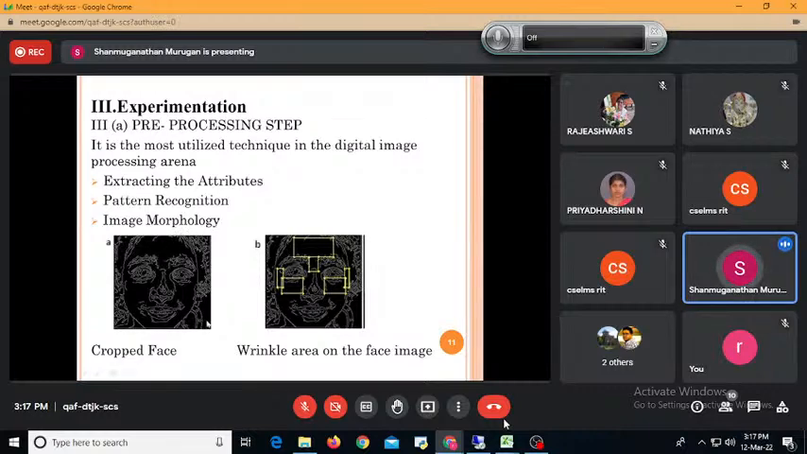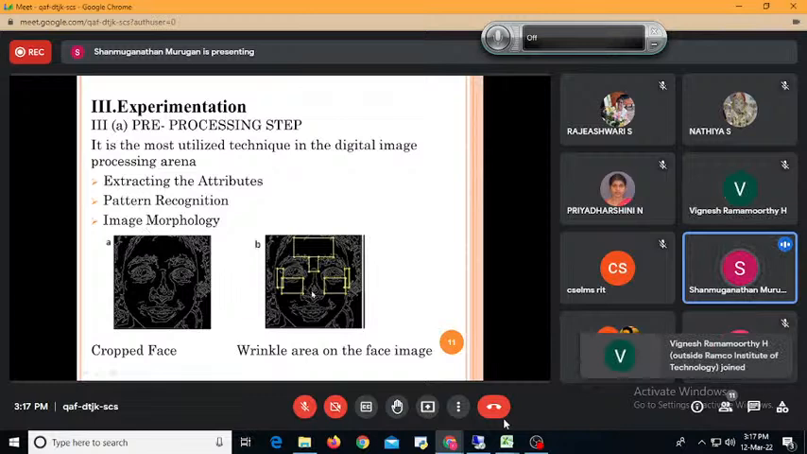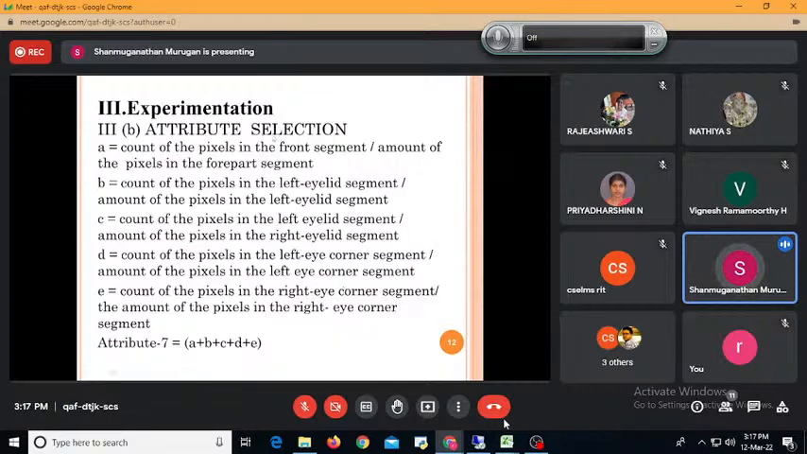This is a cropped face, as shown clearly in the image. And the wrinkle area can be found on this face like this. This is the verified thing. Then, in attribute selection, A is the count of pixels in the particular forehead segment divided by the amount of pixels in the four-part segment, the forehead side, and B is the count of pixels in the left eyelid divided by the amount of pixels.